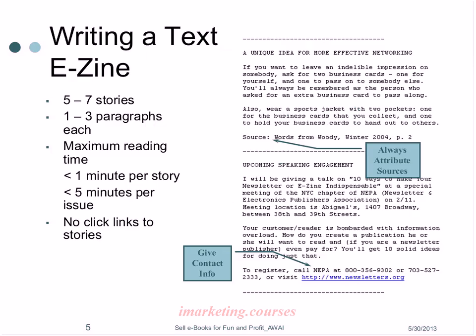So here's how I set up my e-newsletter. Each issue has between 5 to 7 articles. They are very short, as you can see here. They're usually 1 to 3 paragraphs each. Because they're so short, you can read each one of them in less than a minute. So if we have 5, 6, or 7, you can read the whole issue in about 5 minutes.